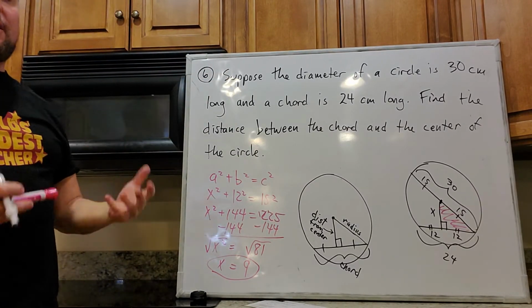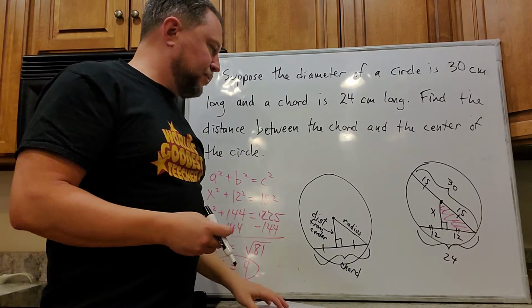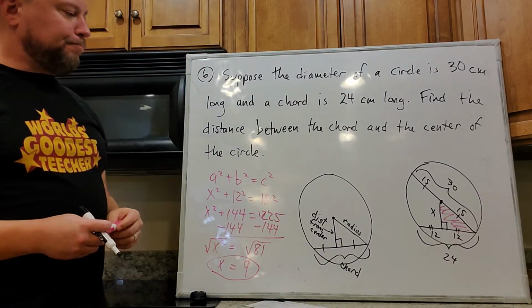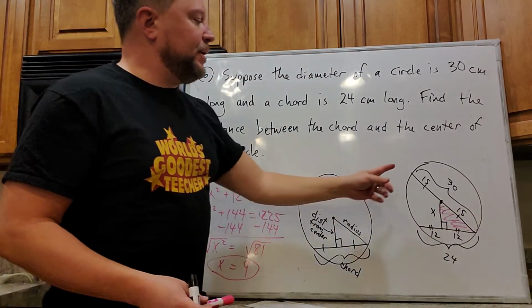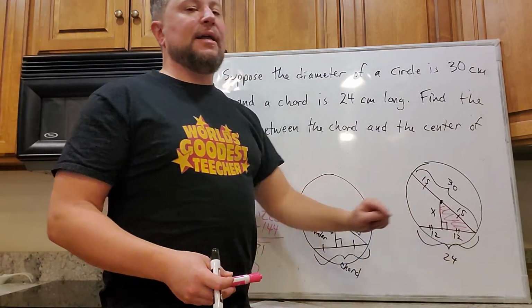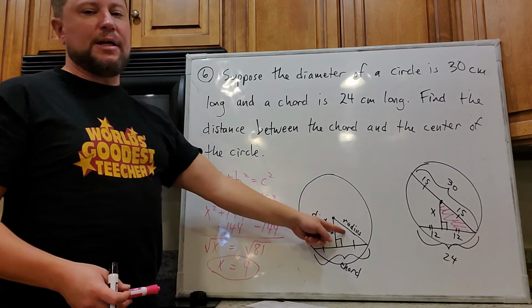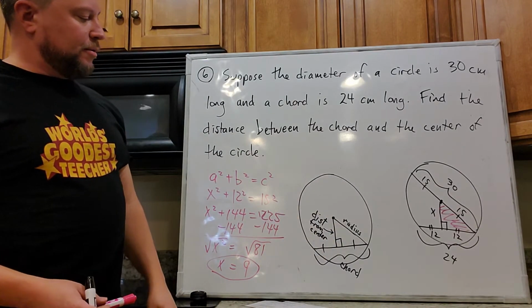Okay? So be careful on these types of problems. The chord always gets cut in half. And if they happen to give you a diameter, you'll have to cut that in half as well, because we only need a radius. Okay?